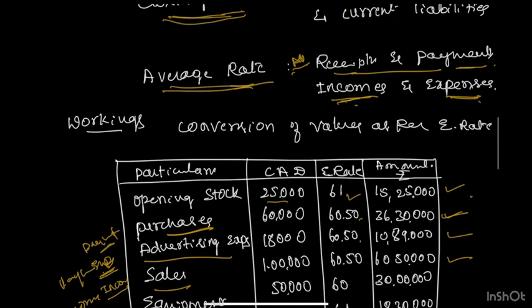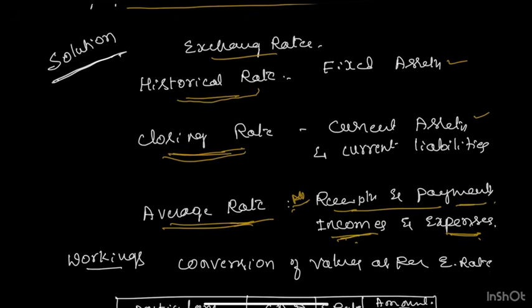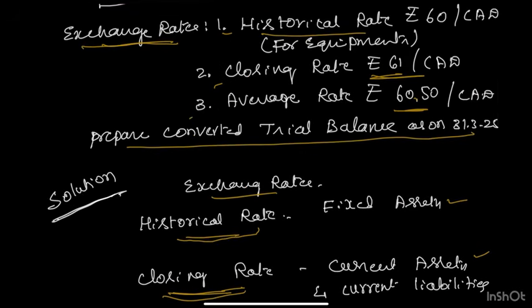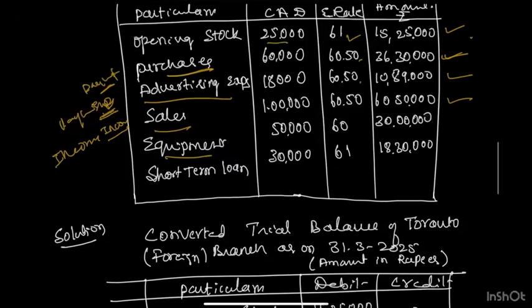Equipments, it's a fixed asset, and particularly in this problem they have given the historical rate. Historical rate for equipment, that is 60 per Canadian dollar. So we have to consider 60 per Canadian dollar multiplied with the 50,000, you will get 30 lakhs Indian value.